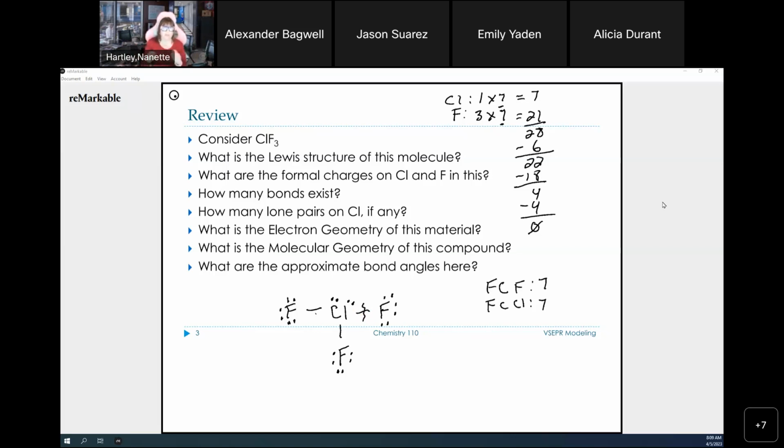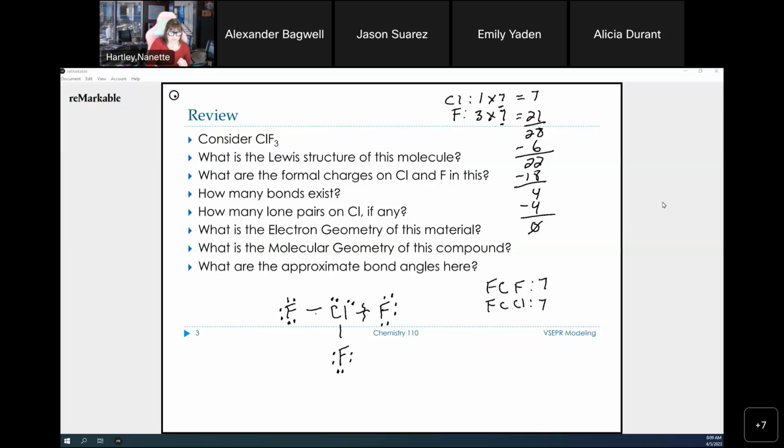Now, is this real? No. This is just bookkeeping. It's a way for us to keep track of, is this a happy place for these electrons to be, or do I need to move them around? That's all this is. Okay? This is not a real charge. It's not based in anything. It's just a bookkeeping method.